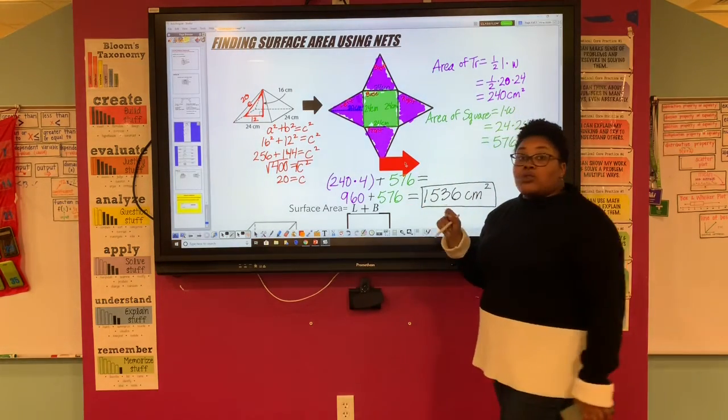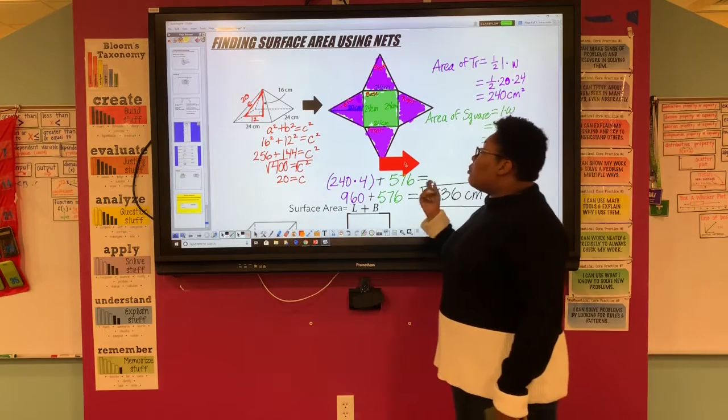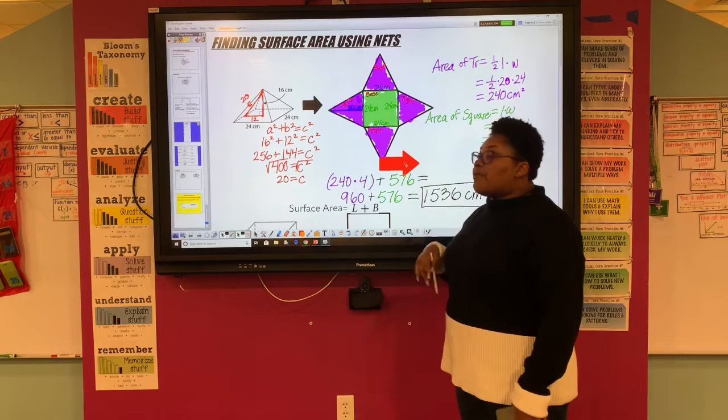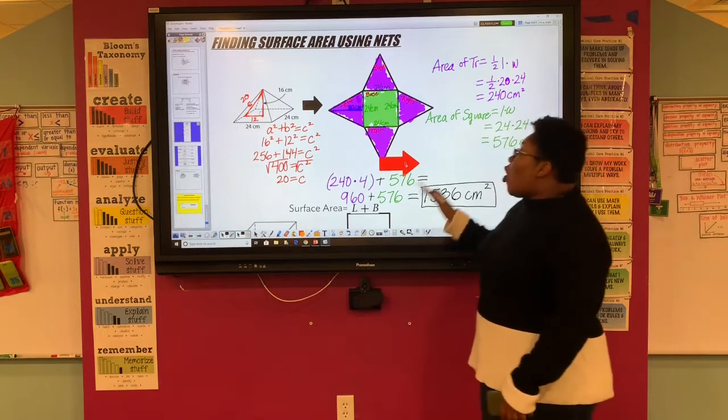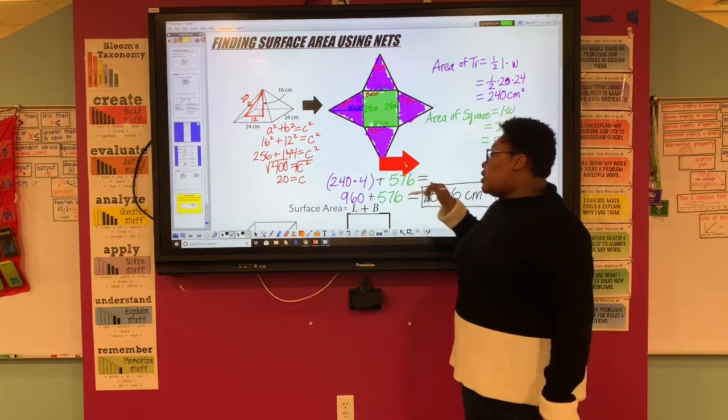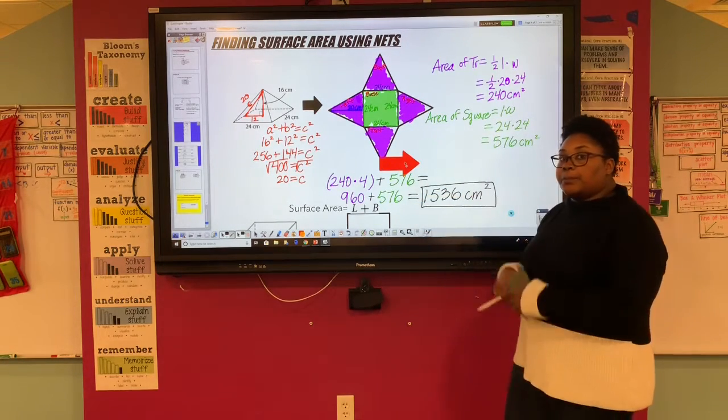Then we have B, which represents the area of the base. Remember, in this case, our base is a square. Did 24 times 24, that's how we got 576. So now all we did was work with this formula, but we didn't even have to know it to find that total area. Okay, next one.